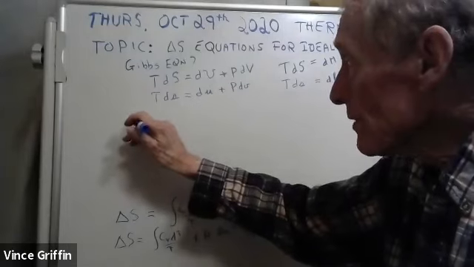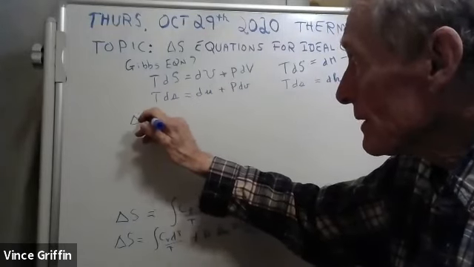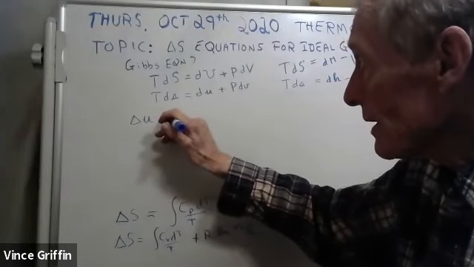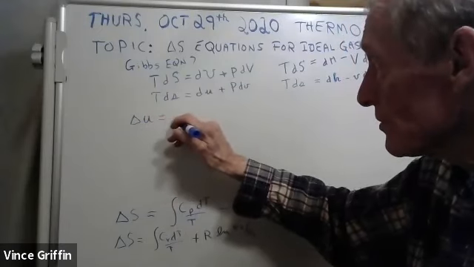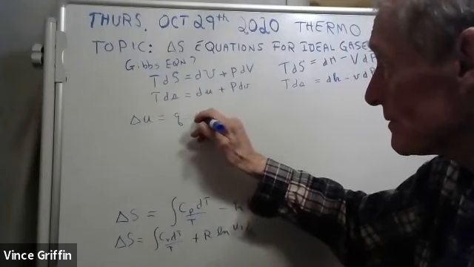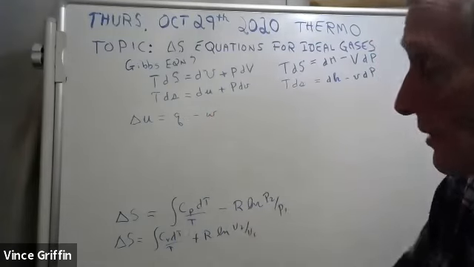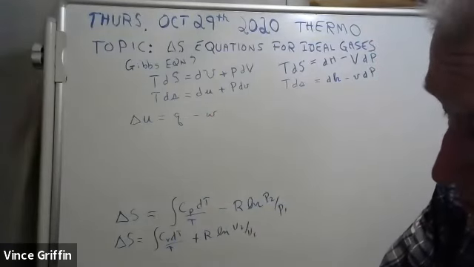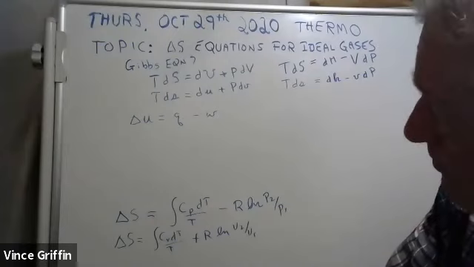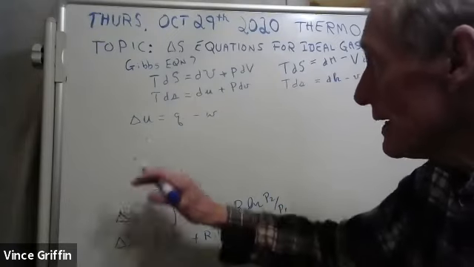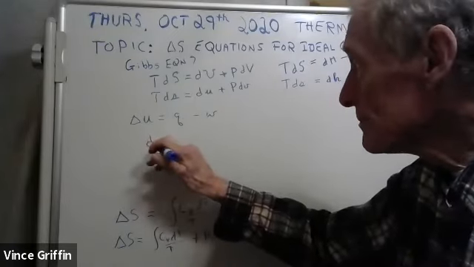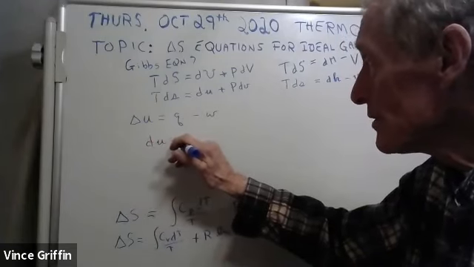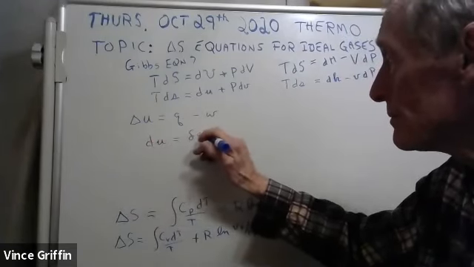Well, they came from the ideal gas law. I'm sorry, the first law of thermodynamics that we all know and love for a control volume. So we're dealing with a control volume, and we're going to write this in differential form.